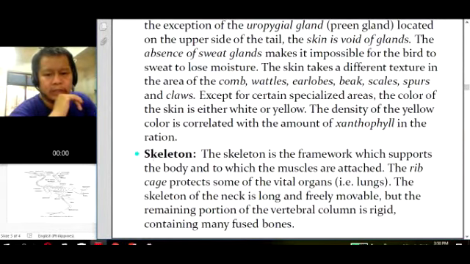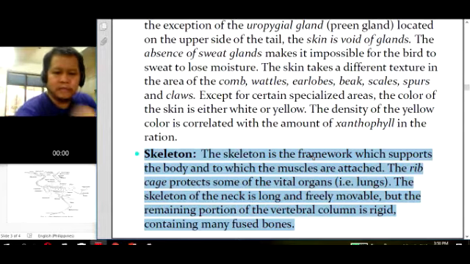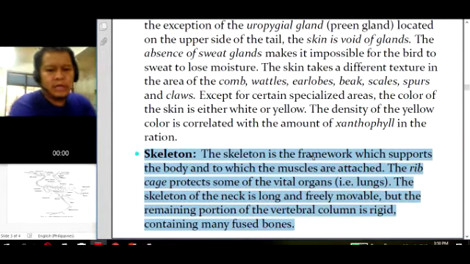Okay. The skeleton is the framework or the structure, no? The framework which supports the body and to which the muscles are attached. The rib cage protects some of the vital organs, for example, lungs. The skeleton of the neck is long and freely movable.